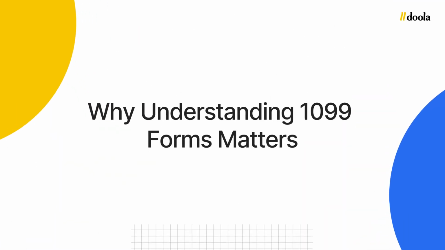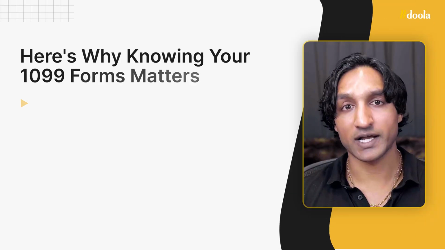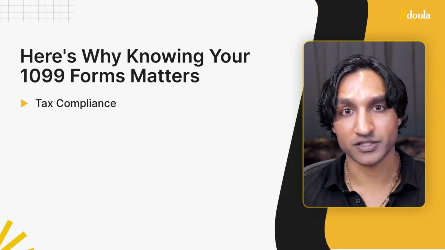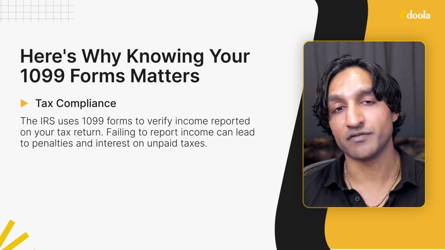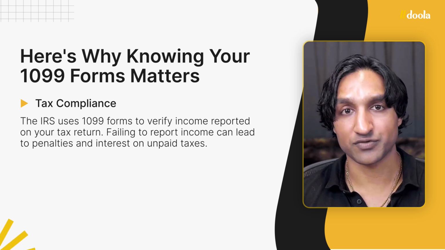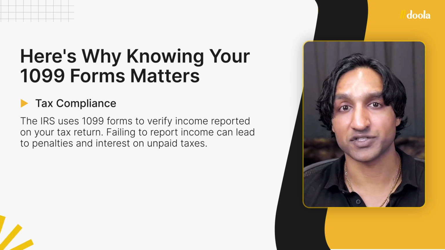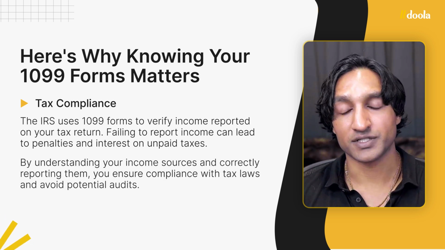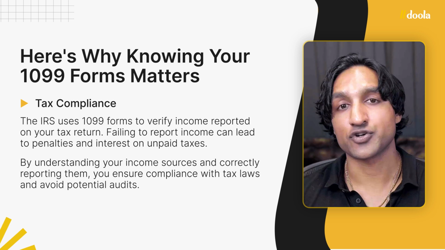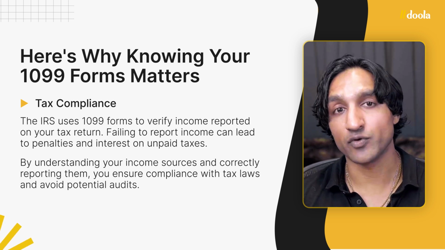Now, I want to cover why understanding 1099 forms actually matters. Understanding 1099 forms goes beyond mere compliance. It's about managing your financial responsibilities effectively. So this is why it actually matters. The first is tax compliance. The IRS uses 1099 forms to verify income reported on your tax return. Failing to report income can lead to penalties and interest on unpaid taxes. By understanding your income sources and correctly reporting them, you ensure compliance with tax laws, and you avoid potential audits.